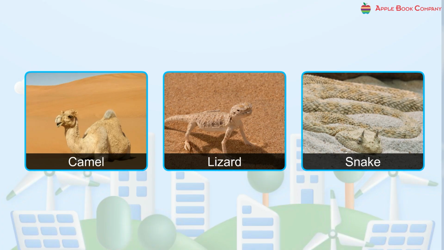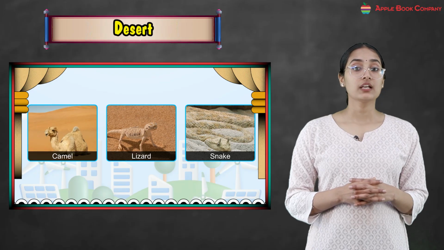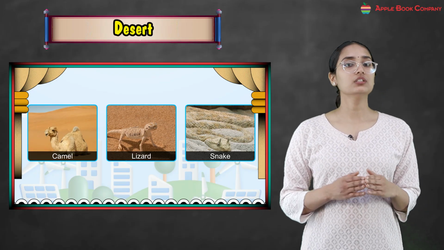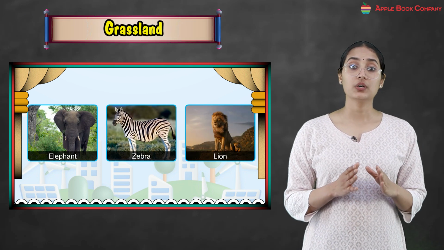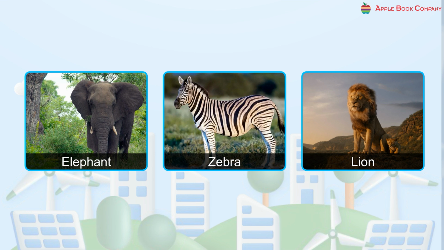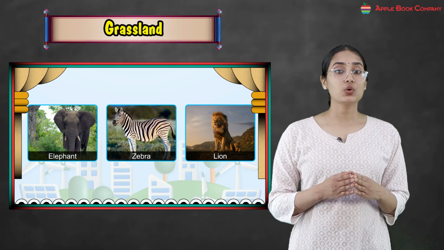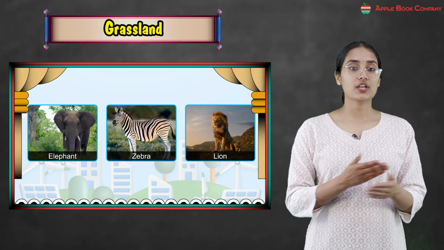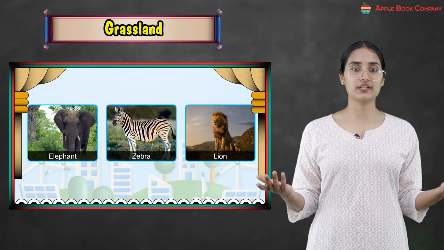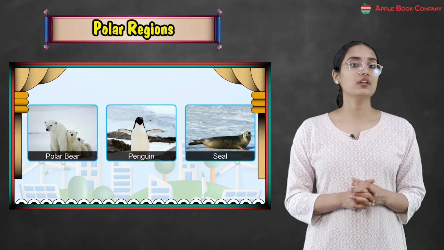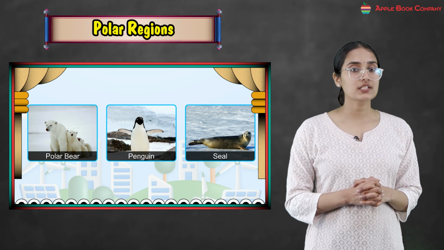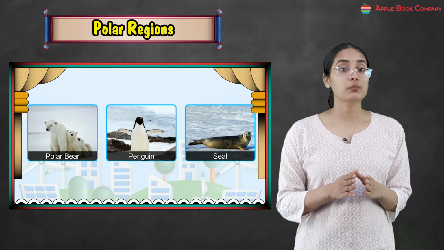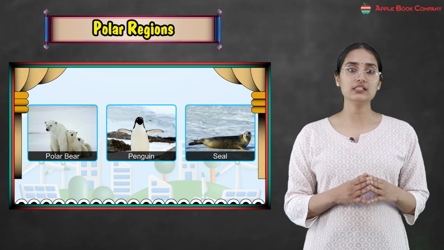Then comes the desert. Desert is a home to camels, lizards and snakes, right? So the reptiles live here and also some mammals like camel. So next comes the grassland. Grasslands are the home to elephants, zebras and lions, okay? So these are places which have plain lands with lots of grasses, okay? Now there are polar regions also. These regions have very extreme climate, very minus temperatures, right? And here polar bears, penguins and seals live.